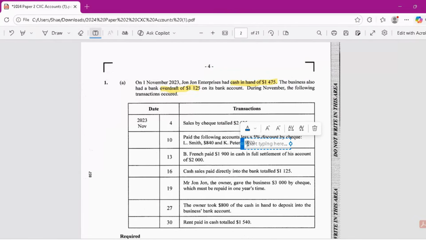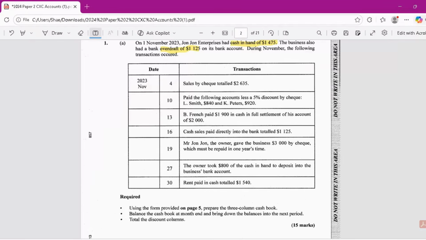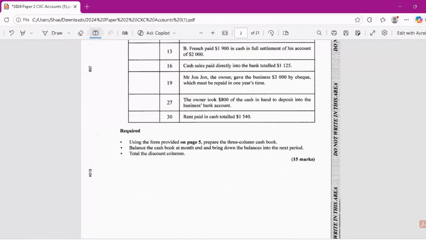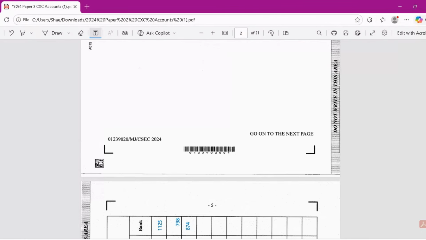Now on the 27th, the owner took $800 of cash in hand to deposit in the bank account. So here you see a contra entry, there is cash depositing into the bank account. So the bank account will increase, the cash account will decrease. The one that is increasing goes on the debit side, the one that is decreasing goes on the credit side.